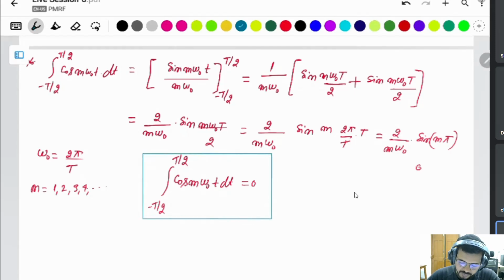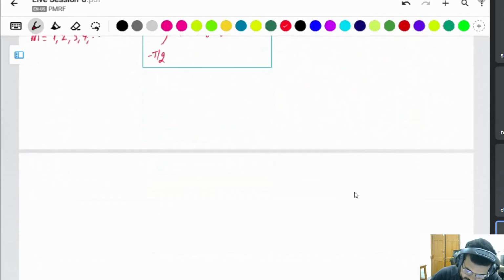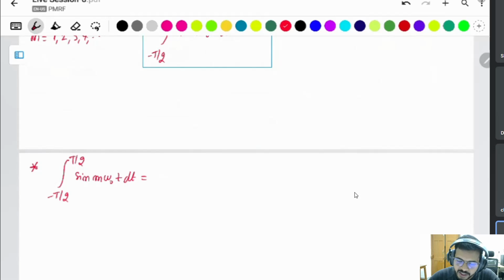Okay, same thing: what happens if a sine is there in place of cosine? The integration from minus T/2 to T/2 of sine of m omega naught t dt. The integration of sine is minus cosine, so we can take the minus common here: cos of m omega naught t divided by m omega naught, from minus T/2 to T/2.